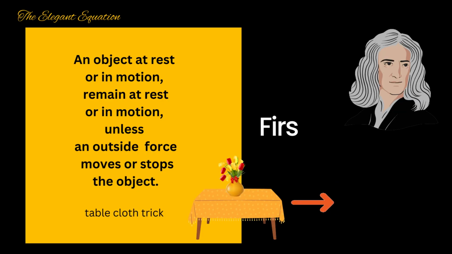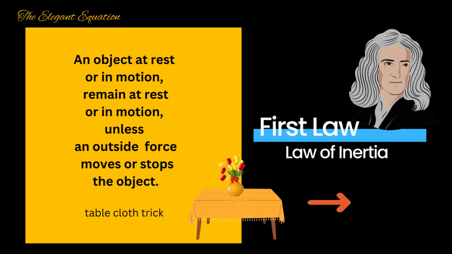His first law is known as the law of inertia. It tells us that an object at rest, or in motion, remains at rest, or in motion, unless an outside force moves or stops the object. A good example of this law is the tablecloth trick. By quickly pulling the tablecloth towards the direction of the arrow, the vase will remain at rest on the table, since no outside force disturbs the flower vase.